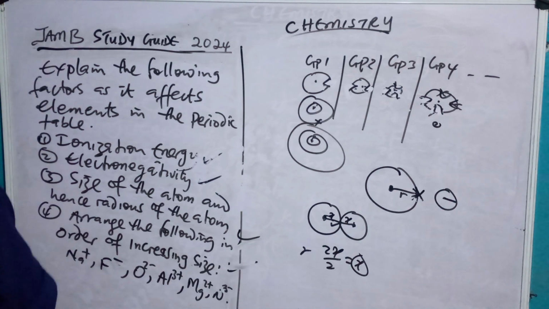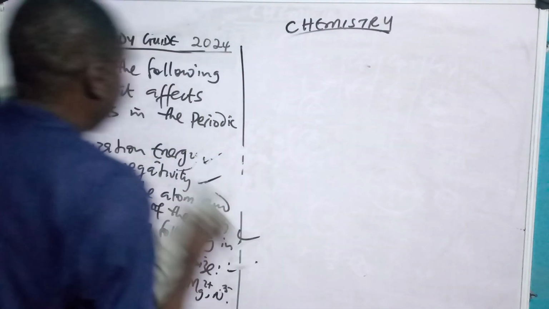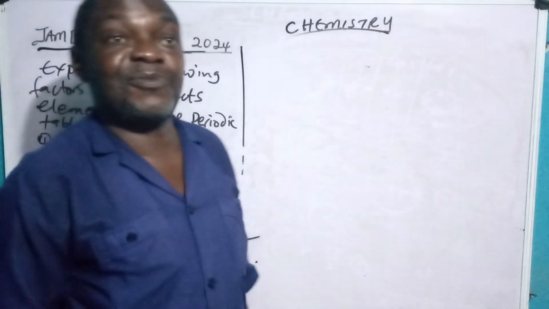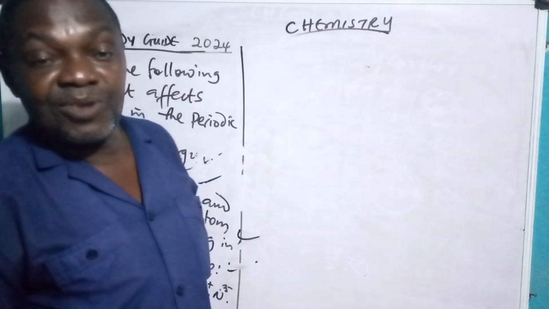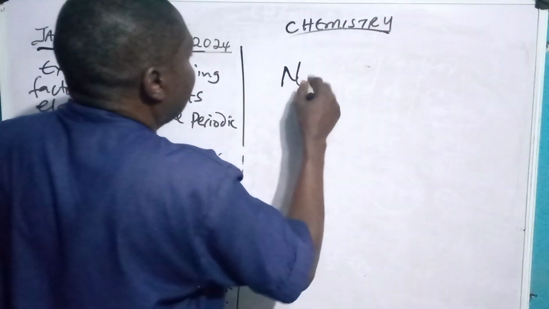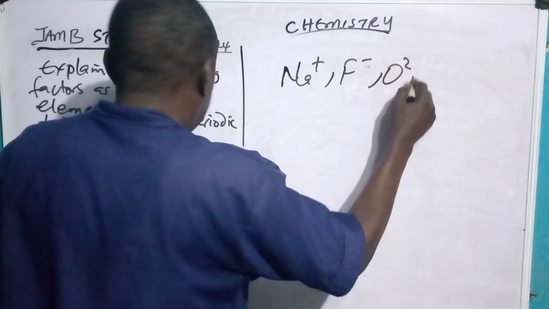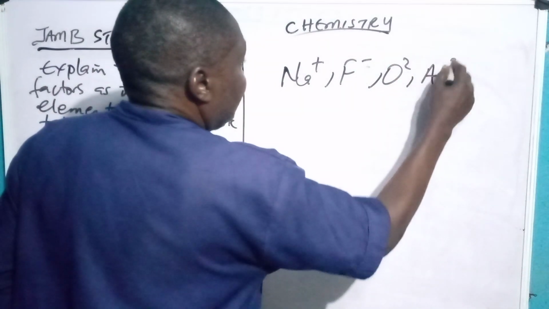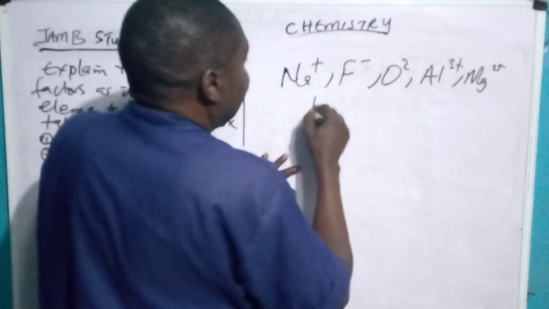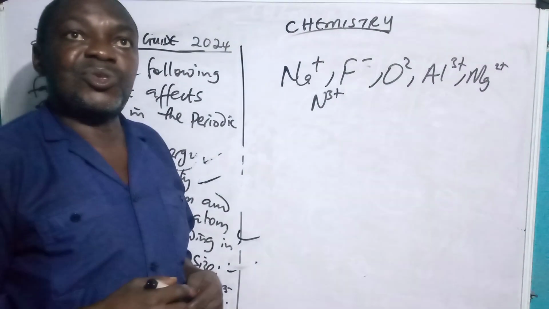Then the last one, which we are going to consider today, please note it very, very well. It's very, very important. JAMB, some of their questions are funny. They will just write it and say arrange it in order of their increasing size. You look at it, the first one is sodium, followed by fluorine, followed by oxygen, followed by aluminium, followed by magnesium, followed by nitrogen. Before I go into this, let me just draw your attention to some other ones.